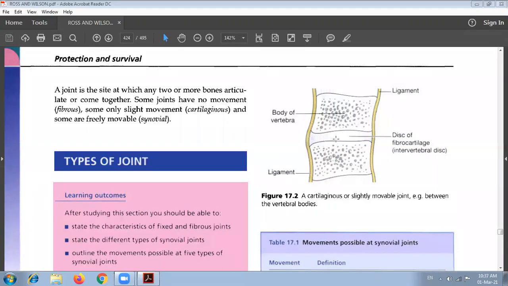This has a very slight movement, and the disc of fibrocartilage also acts as a cushion between the two bones. What is meant by a cushion? It prevents the erosion of the edges of the bones by friction, and reduces the friction between these two bones. So it is very important to have the disc of fibrocartilage in our vertebral column. Here, this is the space, and the disc acts as a cushion between these two bones. It also acts as a shock absorber.